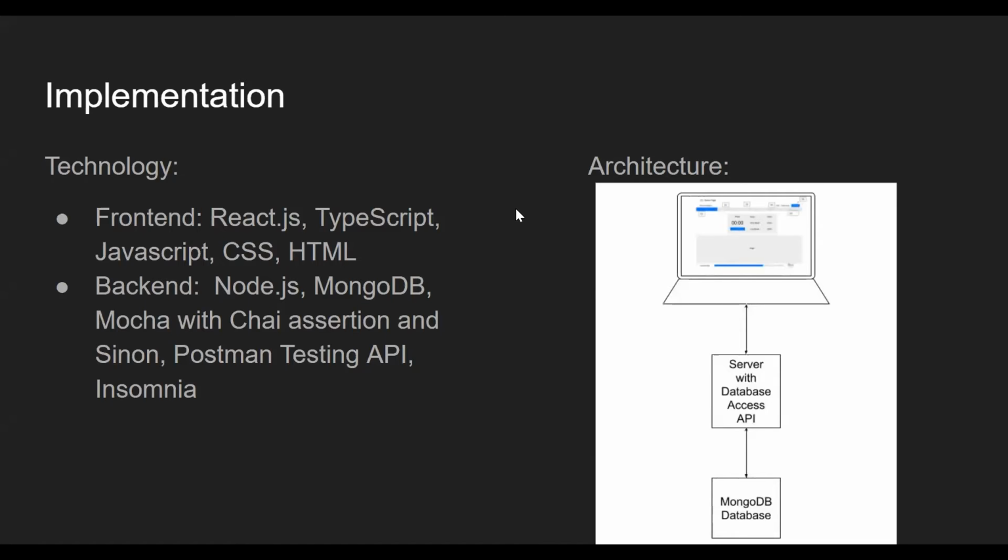This all accumulates to create a model view controller architecture that we can see on the right, with our front end client that is able to connect to our server through an API endpoint, and then our server, which has database access to our MongoDB database model.